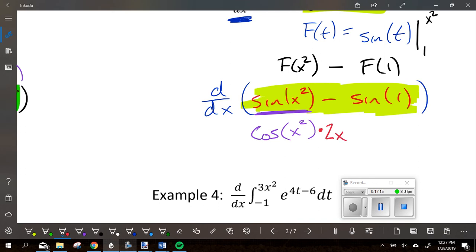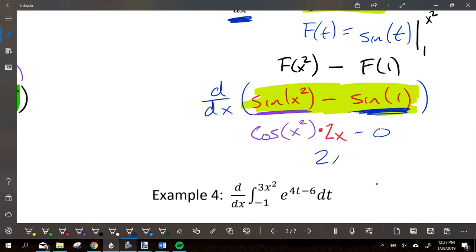That's the derivative of this first chunk. What's the derivative of minus sine of 1 going to get me? Nothing. There are no variables in that. That is just a number. Sine of 1 is some number that I don't know, and I don't care what it is anyway. It's 0. And so my final answer here is 2x cosine of x squared. That is the derivative of my initial integral.